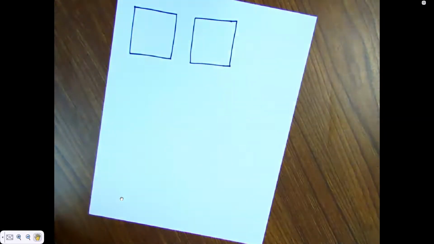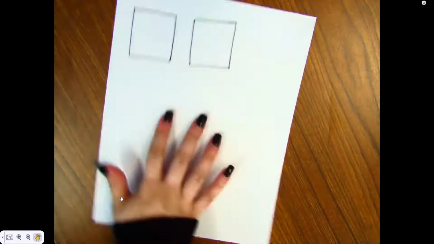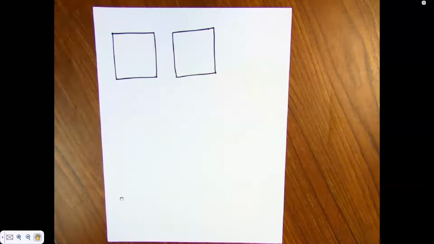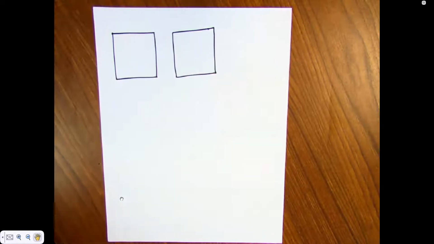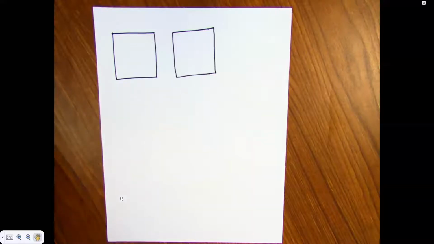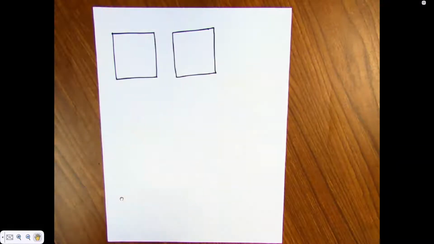Do these rectangles look the same? Yes. They do, right? These rectangles look pretty similar. Now, if you were to actually measure them, they're probably not the exact same size because Miss Chandler's not perfect. I can't draw two squares that look the exact same size, but they're pretty close. So is it possible for me to split one of these squares into 4 parts?